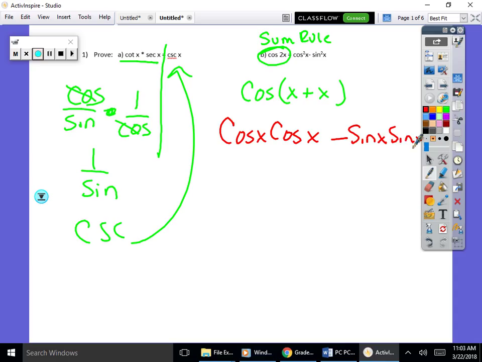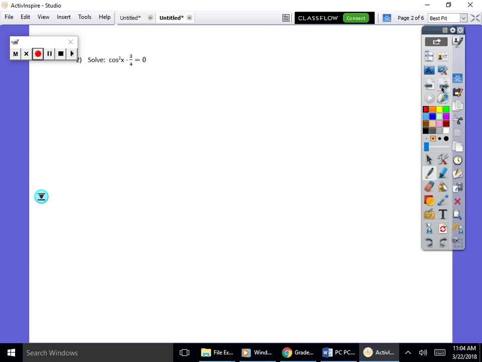x, okay? What's cosine times cosine? Cosine squared x and sine times sine, sine squared x. Is that what my goal was? So I've reached my goal, problem done. Okay? Good? All right. Next problem.